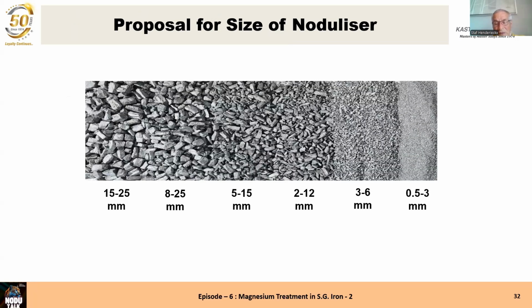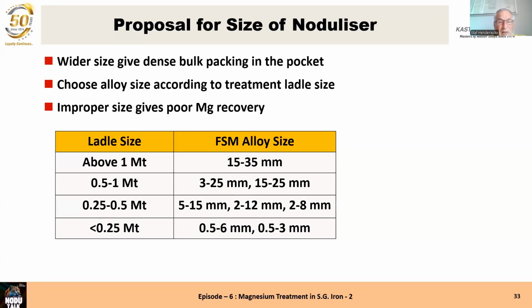Here you can see a little bit of difference between 15 to 25 millimeters and the 0.5 to 3. Pay attention that the smaller the size of the nodulizer is, the quicker you can lose some, and the quicker it can be attached to the side of the ladle, to the lining of the ladle, and so on. So find out which one is shooting the best, and it's also related to the amount of cast. And you can see what Castwell is proposing, and I agree with that.